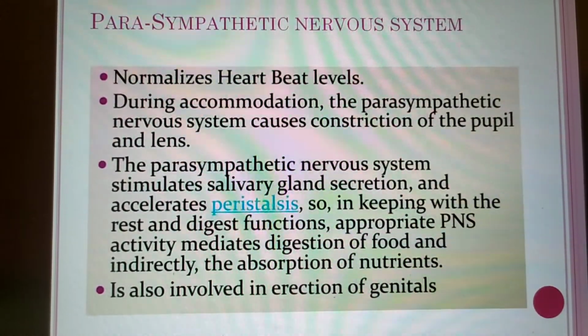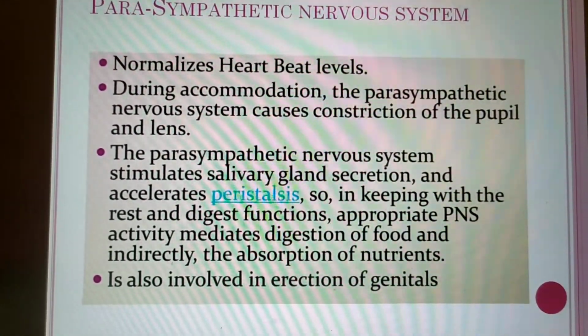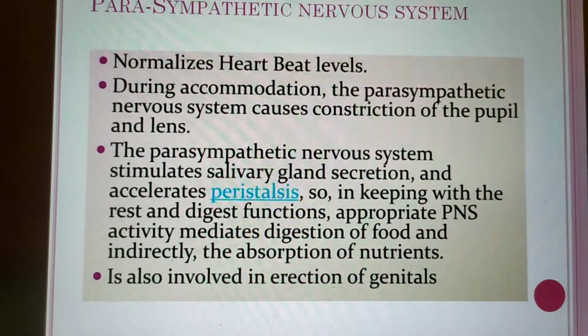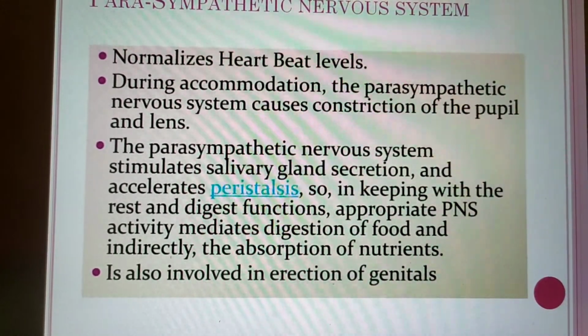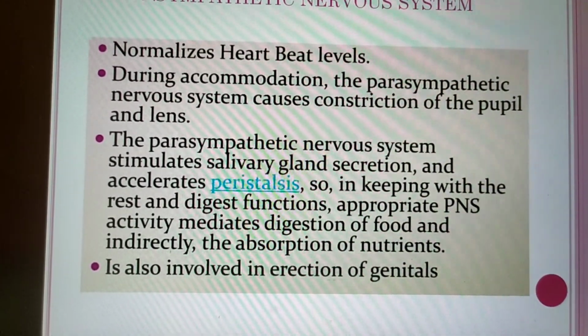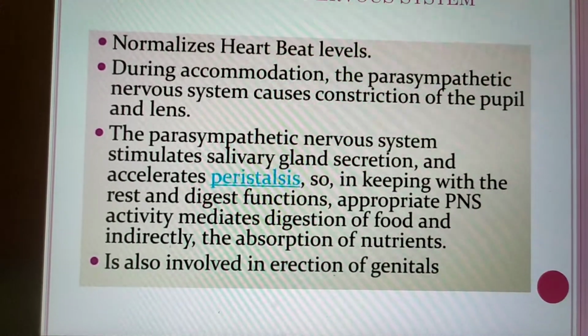The parasympathetic nervous system stimulates the salivary gland secretion and accelerates peristalsis. Sympathetic was inhibiting peristalsis, here it is getting accelerated. It is also involved in erection of the genitals.